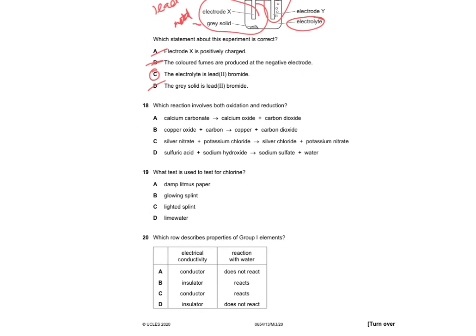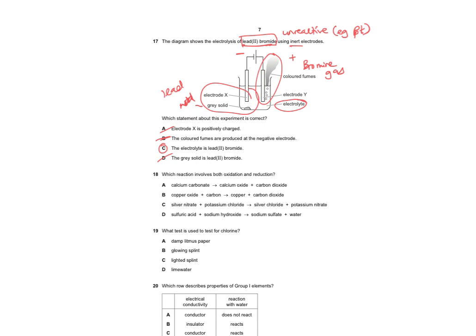Question 18. Which reaction involves both oxidation and reduction? So we've got calcium carbonate making calcium oxide and carbon dioxide. So calcium here is 2 plus. Oxygen here is minus 2. Oxygen here is minus 2, so carbon here is plus 4, and a carbonate is minus 2. Okay, so not that one. And if you're not sure, I'll just write it out here. Calcium carbonate makes, I did it the wrong way around, never mind. Calcium oxide, so we know overall each of these compounds has to be 0.